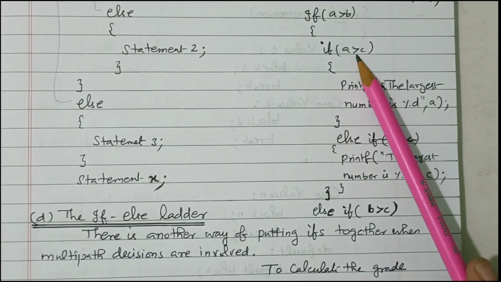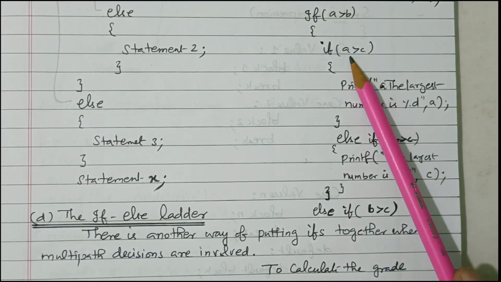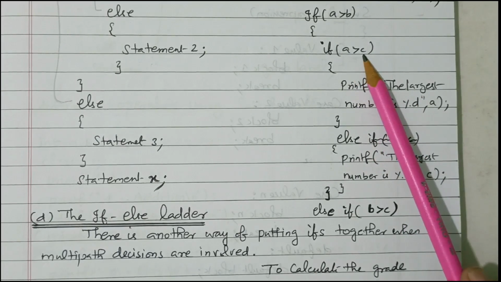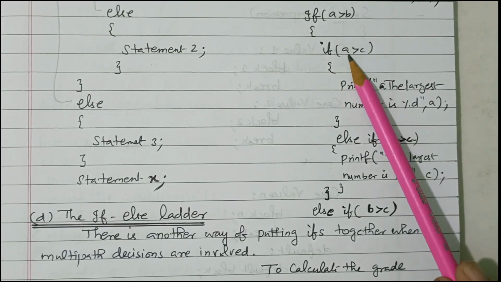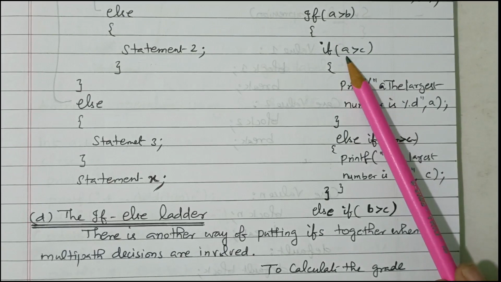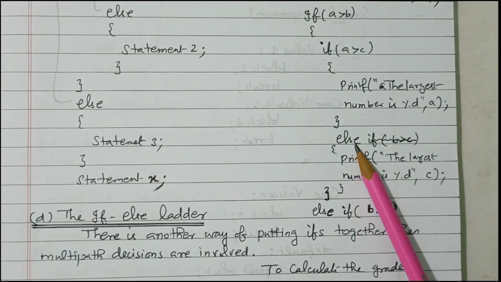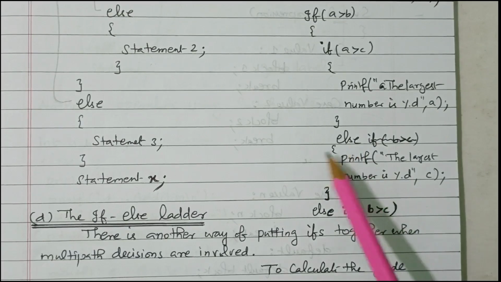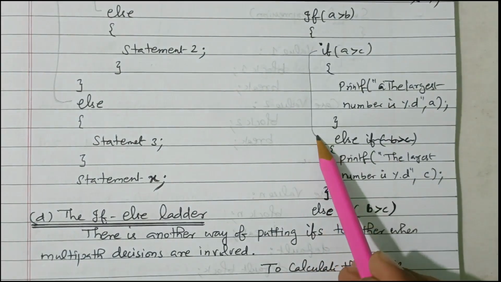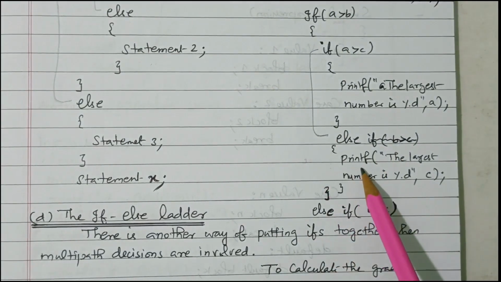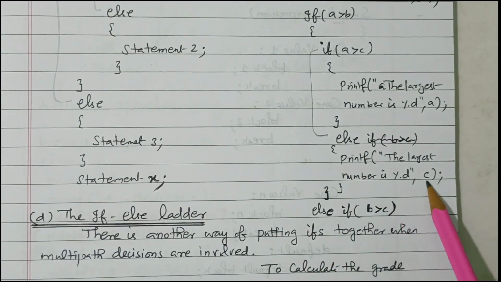Right? Suppose this condition is false. What is the meaning? C is greater. This a is already greater than b, but a is smaller than c. The c is greater than this a. So definitely c is the greatest number. So this is the else part for this second if. So what we are doing, printf the largest number is c.